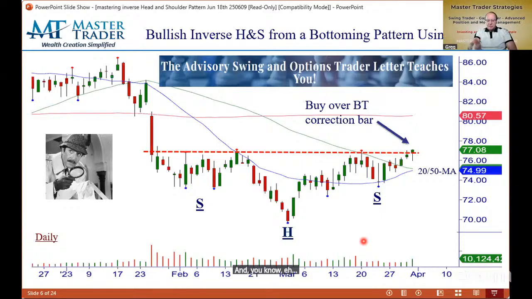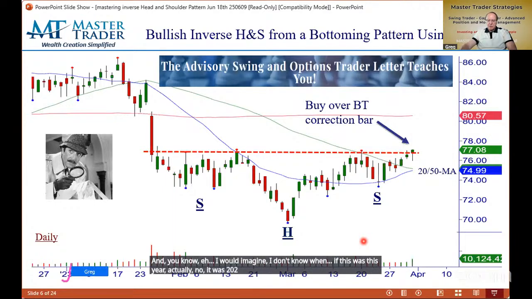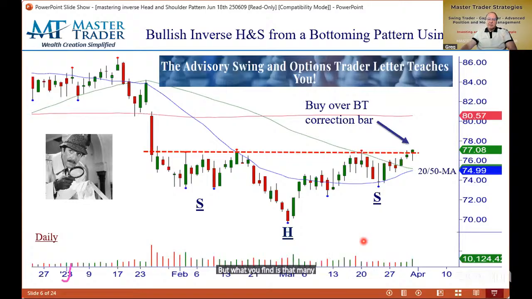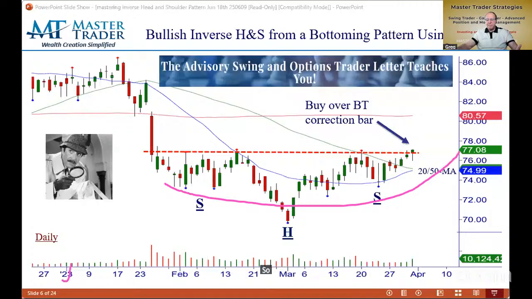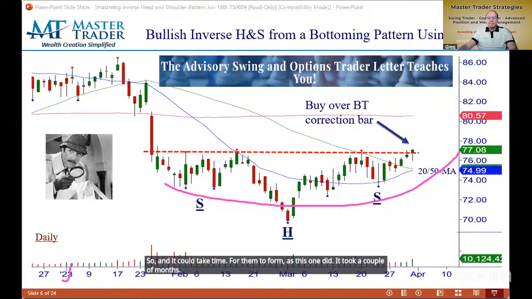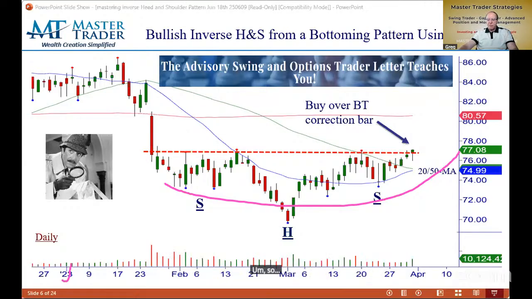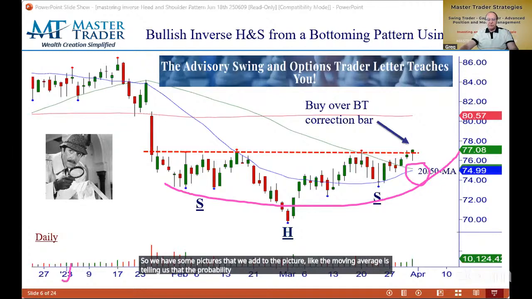I don't know if this was this year, actually, no, it was 2023, so it's an old chart. But what you find is that many times, depending on the market environment, you could find tons of these things, and it could take time for them to form, as this one did. It took a couple of months. And you see the moving averages coming together. So we add things to the picture, like the moving averages telling us that the probability is that it's getting ready to move.